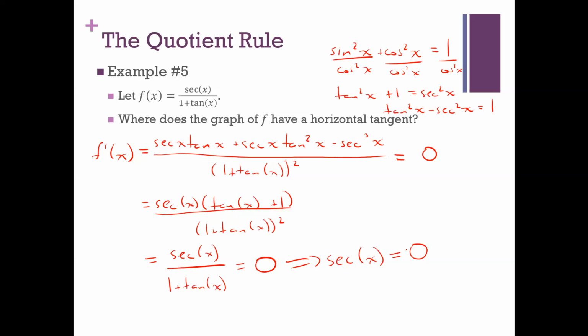Yep, we agree with that. The secant cannot be equal to 0. Let's see why. What is secant equal to, just by definition? 1 over cosine of x is equal to 0. Is it possible to divide 1 by anything and get 0? Doesn't make any sense. So we didn't truly find any horizontal tangents for this function. But that is the process for how you look for them.